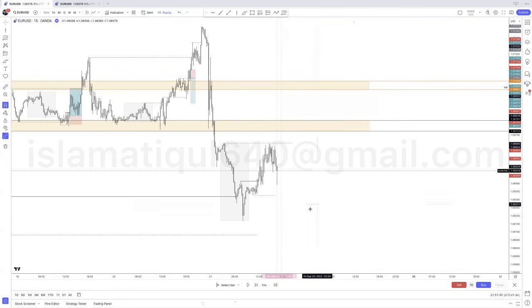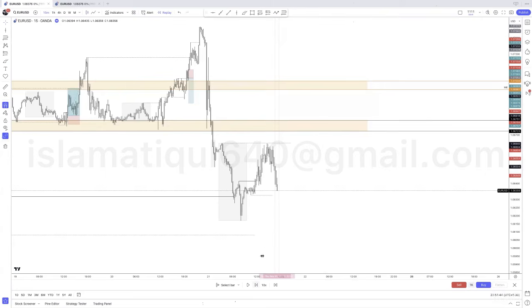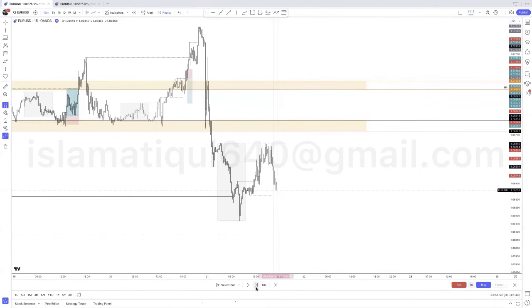New York kill zone. Let's see. Nothing. We had more liquidity here. See that? We had more liquidity here. Grab the price, the market move. Okay.